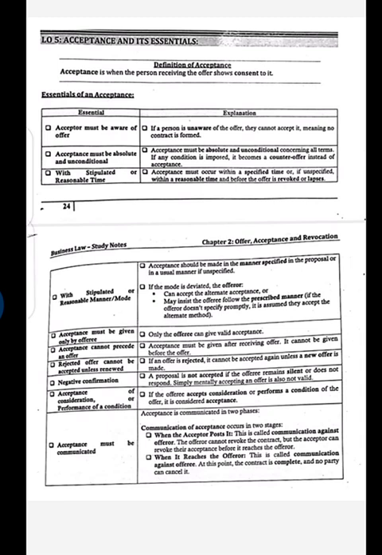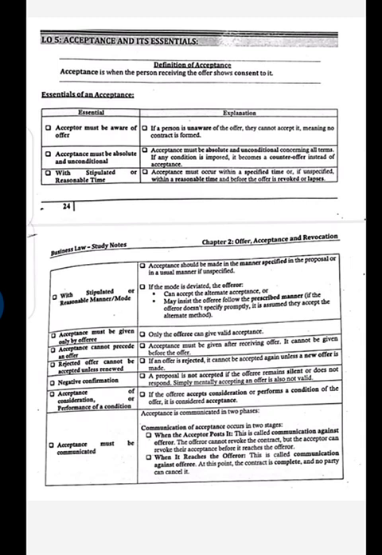If the mode is deviated from, the offerer can accept the alternate acceptance or may insist the offeree follow the prescribed manner. If the offerer does not specify promptly, it is assumed they cannot accept the alternate method. Suppose I am showing my offer or willingness to do something using the post. I must make you aware that I am forwarding this offer by post or email so that it becomes acceptance and you get the offer, otherwise it will not be the acceptance.